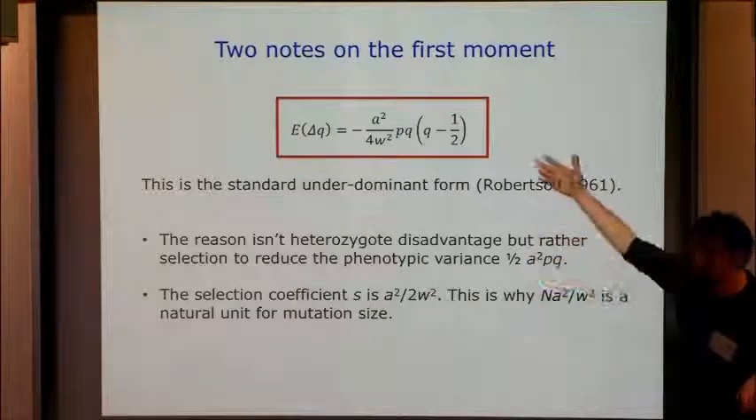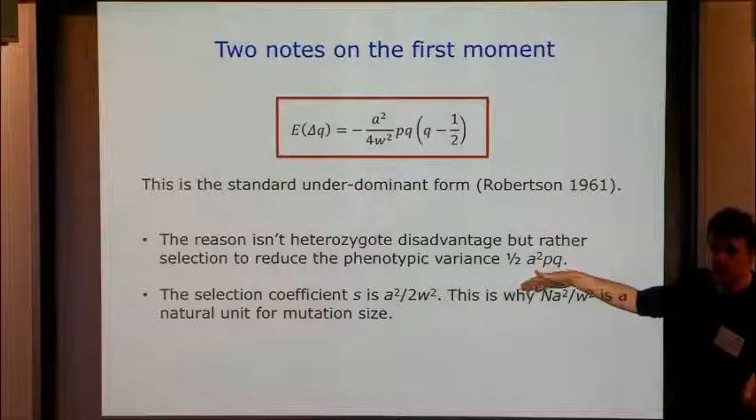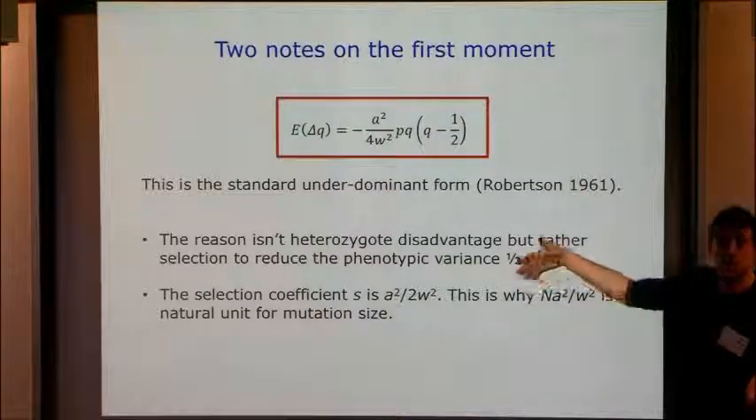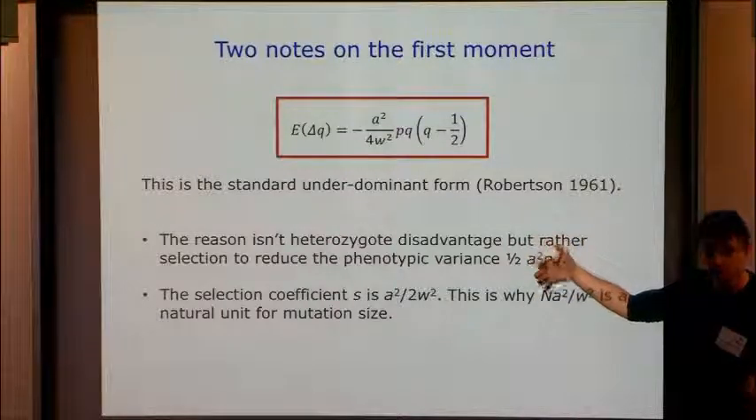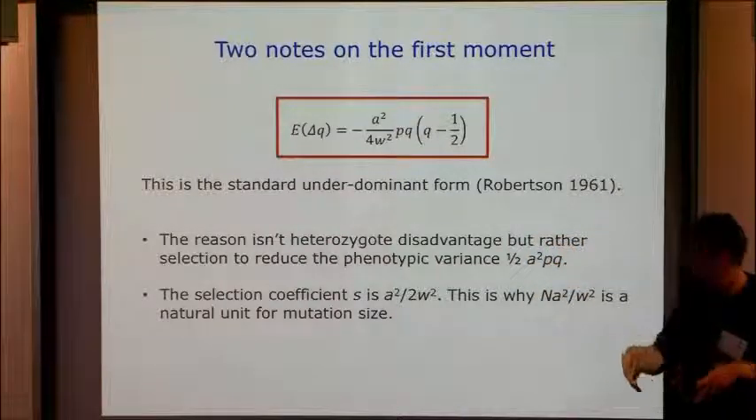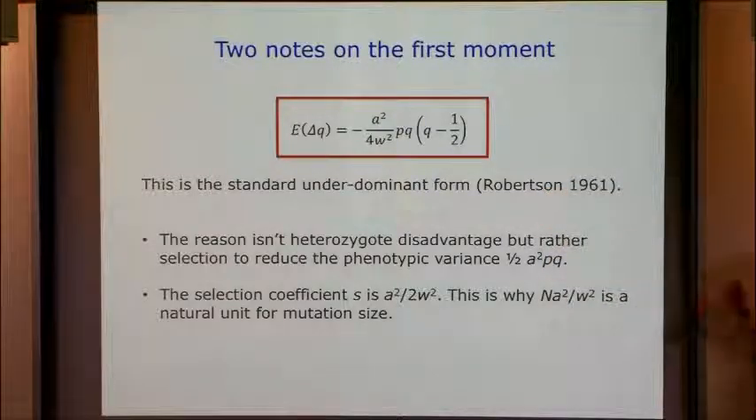So this is why you get this under a dominant form. It also suggests that it's probably a more general property of many of these stabilizing selection models. This was, by the way, shown for the one-dimensional case by Robertson in '61.